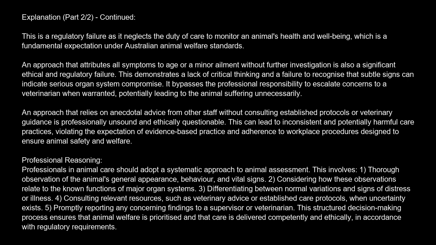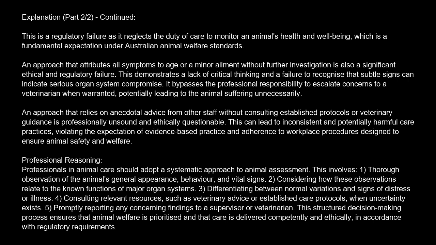Professional reasoning. Professionals in animal care should adopt a systematic approach to animal assessment. This involves: 1. Thorough observation of the animal's general appearance, behavior, and vital signs. 2. Considering how these observations relate to the known functions of major organ systems. 3. Differentiating between normal variations and signs of distress or illness. 4. Consulting relevant resources, such as veterinary advice or established care protocols, when uncertainty exists. 5. Promptly reporting any concerning findings to a supervisor or veterinarian.